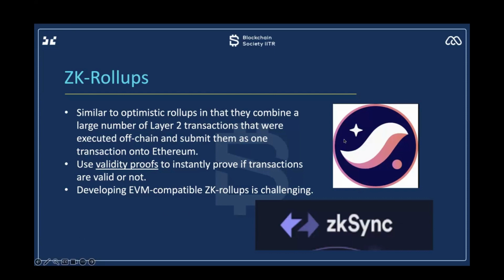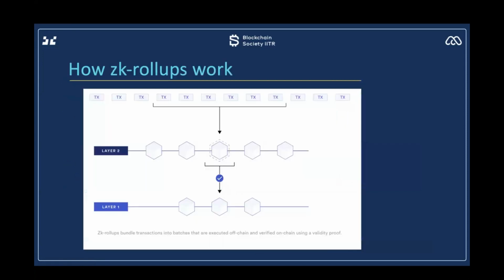Yeah, Starknet and ZK Sync are some of the famous ZK rollups. Starknet uses Cairo as their language. They are not ZK EVM compatible. And ZK Sync is there. And yeah, how do ZK rollups work?